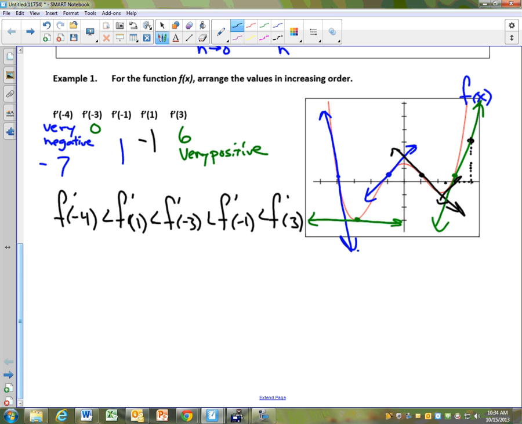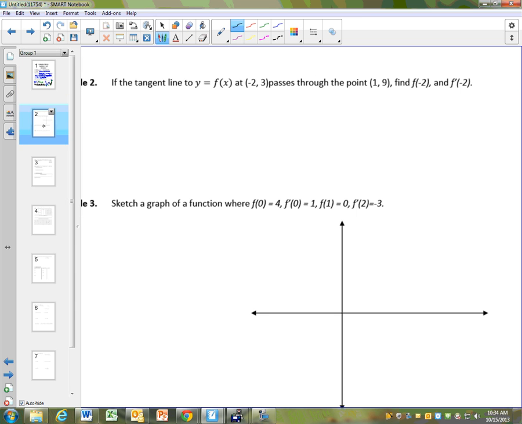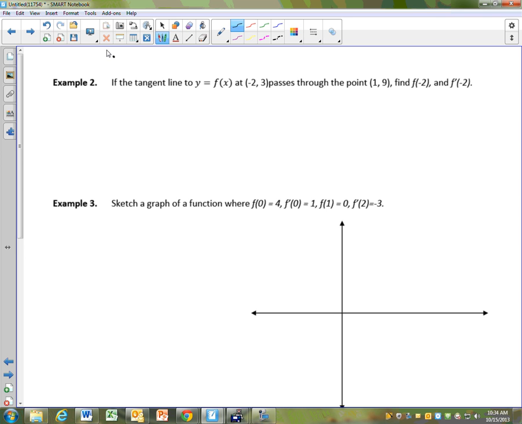Exactly. The bigger slope and the bigger value of the derivative. Exactly. Flip it on over. Good. Good job, everybody. Okay, you're welcome.